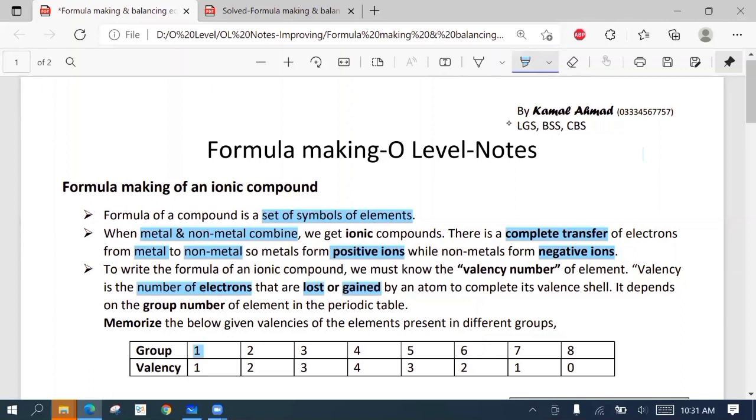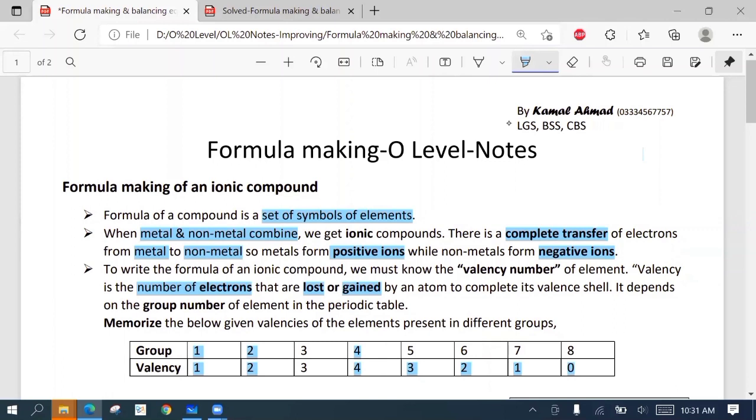Valency increases up to group number 4, and then it decreases. Group number 5 has valency 3. Group number 6 has valency 2, while 7 has 1 and 8 has 0, because the elements of group number 8 have completed their valence shell, so they don't lose or gain electrons.